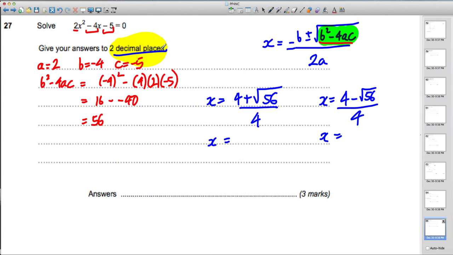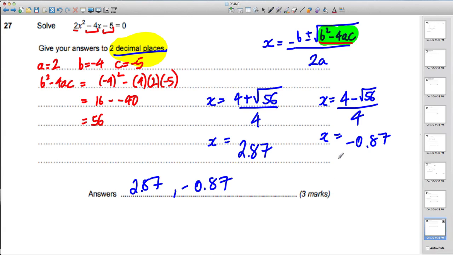So on top, 4 plus the square root of 56 all divided by 4, and I get myself 2.87 for that one, rounded, and then go back up and then do 4 subtract root 56, and you get negative 0.87. So your answers are 2.87 and negative 0.87. Very, very easy to finish a paper off.